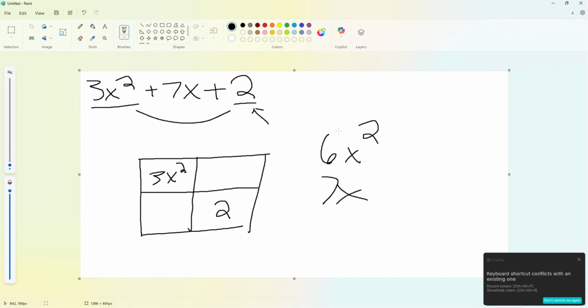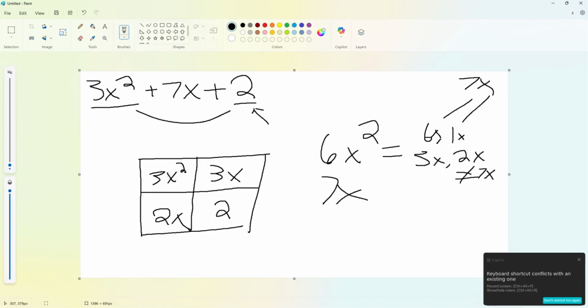So we want a number that multiplies to 6x squared and adds up to 7x. So 6 and 1. Now 6x and x multiply to 6x squared, as well as 3x and 2x. This one, 6x plus x is equal to 7x. Well, this one is not equal to 7x, but it's equal to 5x. So it's really simple. Put it in now.